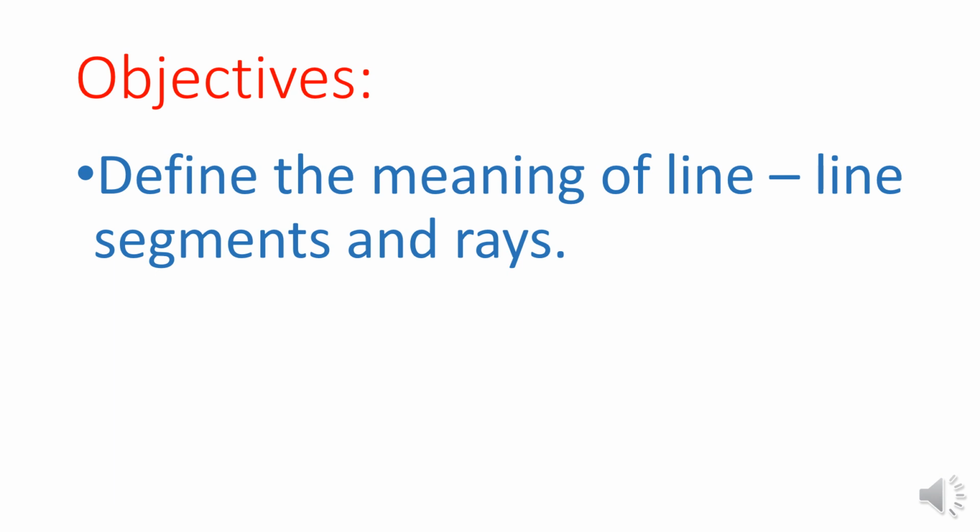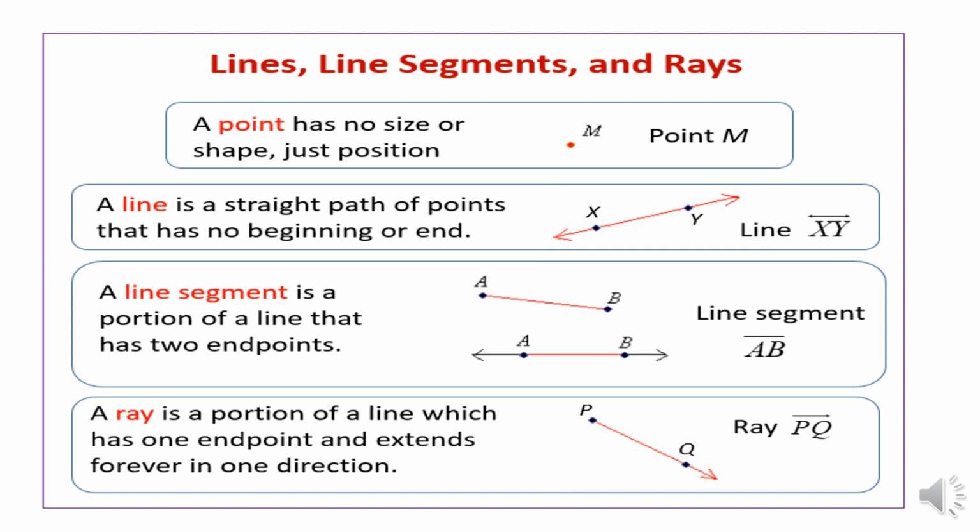Our objectives for today are to define the meaning of the line, line segments and rays. So now we will know the difference between the line segment and rays. Let's start first with what I mean by the point. A point has no size or shape, just a position. So here I have, for example, this dot. It means point M. So this is what I mean by a point.